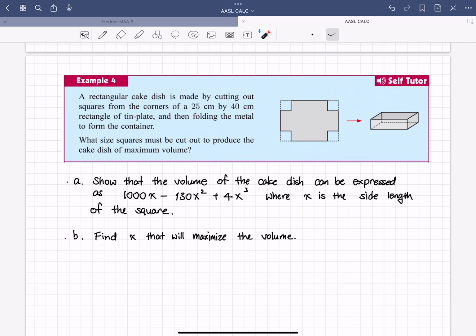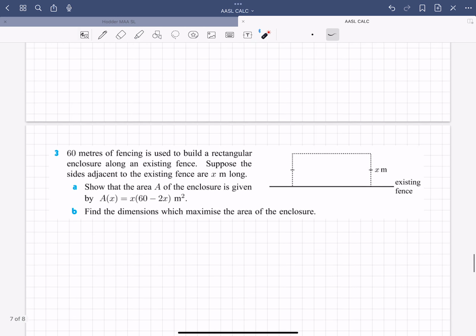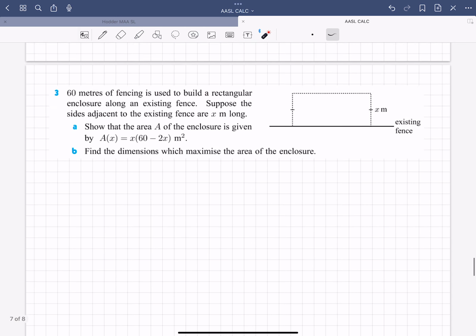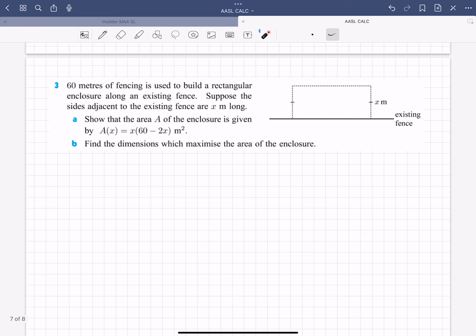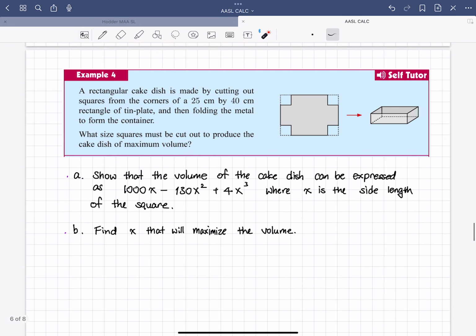But the actual IB questions will be something like this one, where it'll say, hey, here's a scenario. I want you to show that area can be expressed this way. And then it'll say, find the dimension that maximizes the area. So it'll be a show question most of the time, because you can't get started without the equation, but they want you to figure that out. So I'll do this one first.